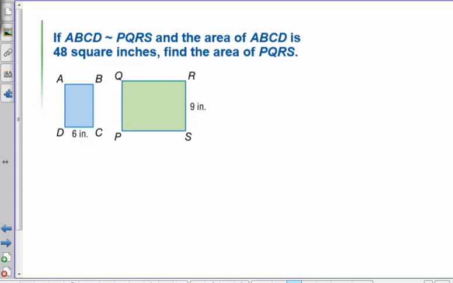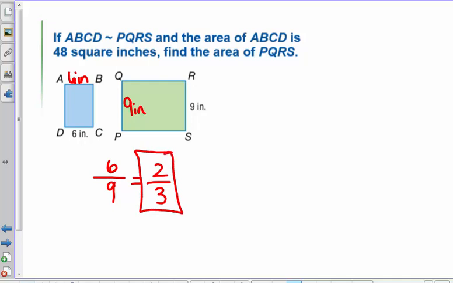So let's look. It says that rectangle ABCD is similar to rectangle PQRS. So the first thing that you need to remember is that we never give the shapes in the exact same order. So AB, this side right here, is proportional to this measure right here. Okay, so 6 is to 9. Well, the first thing I want to do is reduce that. That's the same thing as a similarity ratio of 2 to 3. Okay, so I know that they have a similarity ratio of 2 to 3.